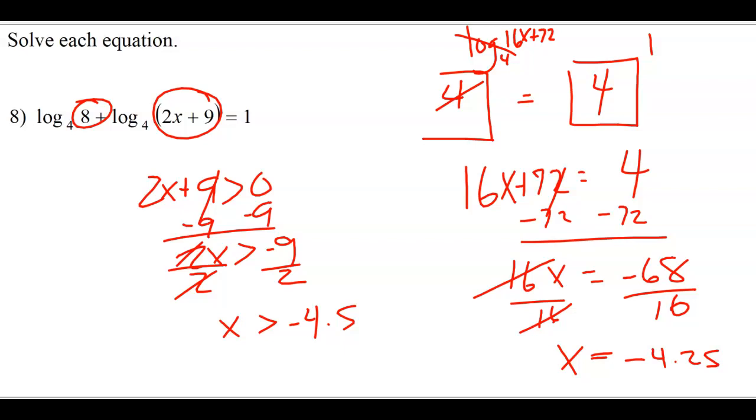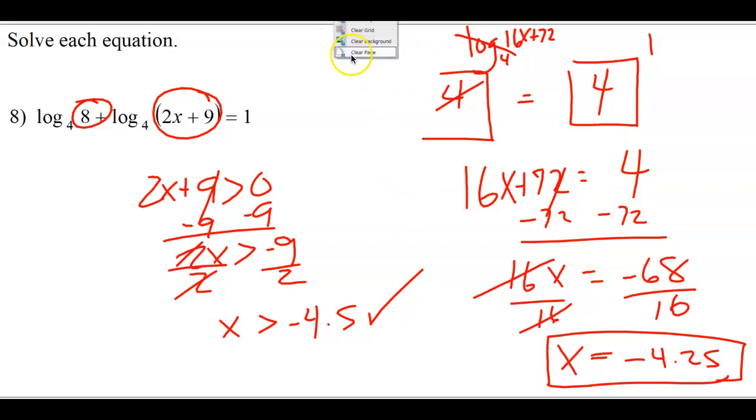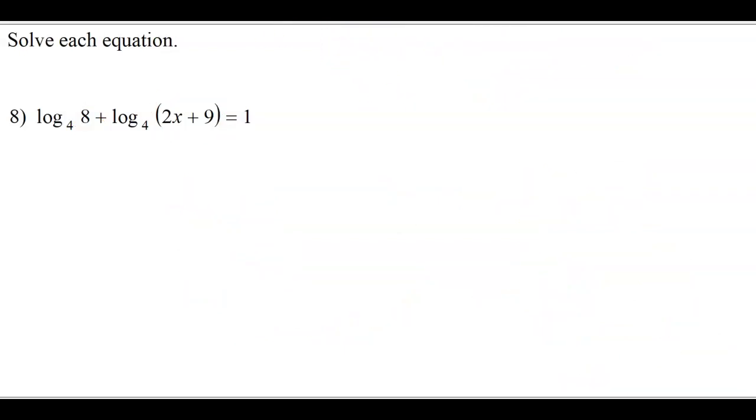Now you might be a little confused by this, but actually negative 4.25 is bigger than negative 4.5 because when it comes to negatives, things are backwards. But there it is. So let's go ahead and take a look at our next problem, number 10.